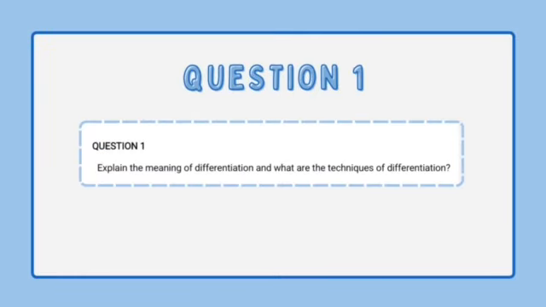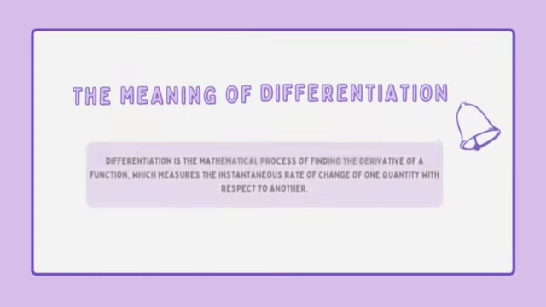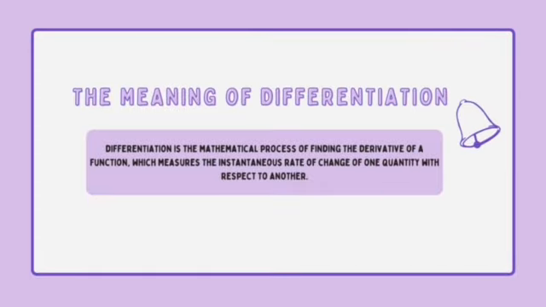Question 1. Explain the meaning of differentiation and what are the techniques of differentiation. The meaning of differentiation. Differentiation is the mathematical process of finding the derivative of a function, which measures the instantaneous rate of change of one quantity with respect to another.